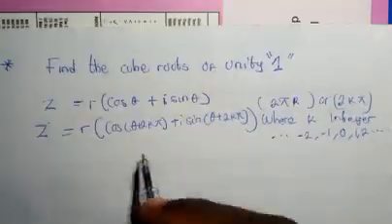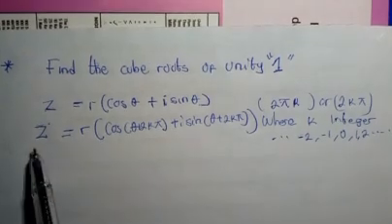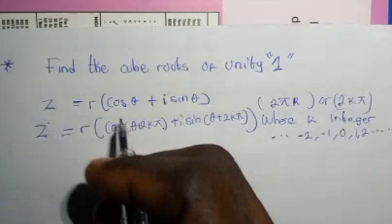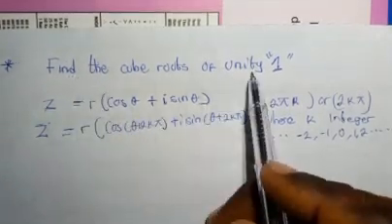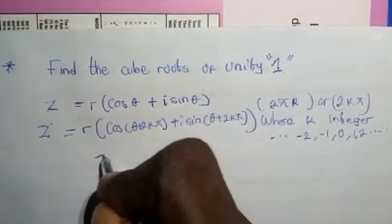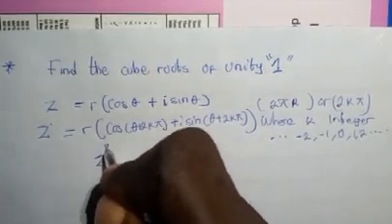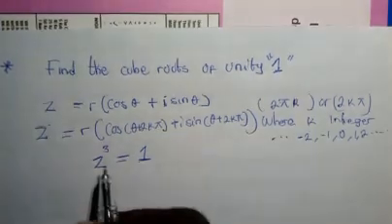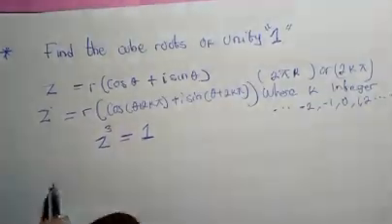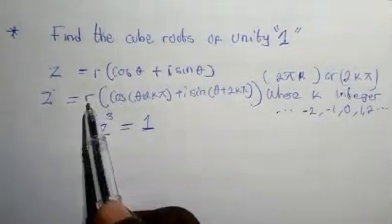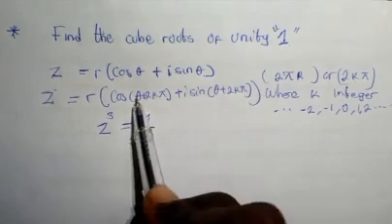So let's start the solution. This is the formula which we are going to be using to solve, and the question says find the cube root of 1. So let's just write it as z raised to the power of 3 is equal to 1. So now let's find the value of r and the value of theta.